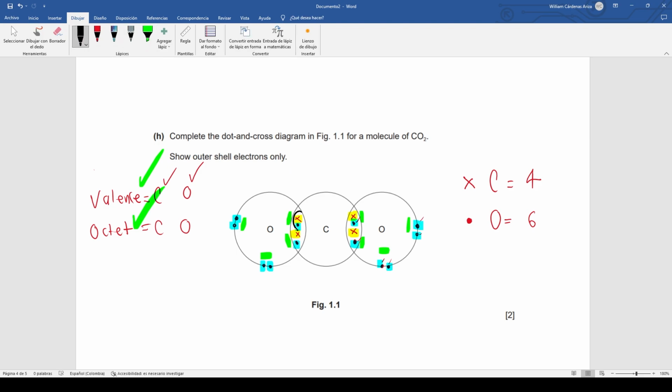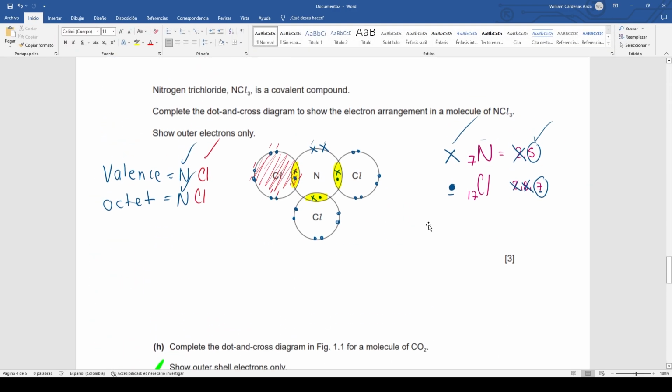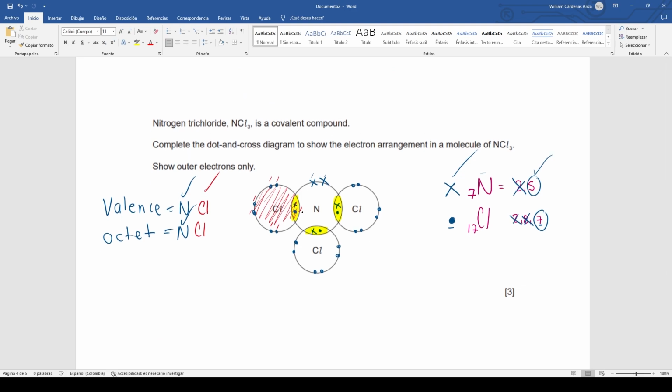Remember that each pair of electrons here represents 1 line. So in this case, we will have C, double bond, O, double bond, O. And this is carbon dioxide. In the other case, only 1 pair of electrons is being shared. So we will have nitrogen, only 1 line, chlorine, 1 line, chlorine, 1 line, chlorine.